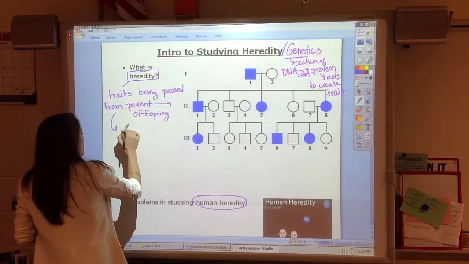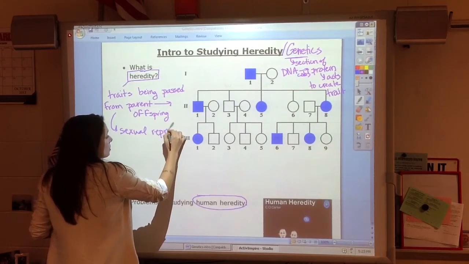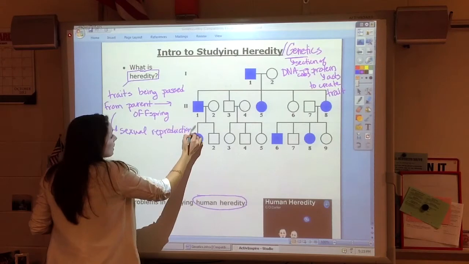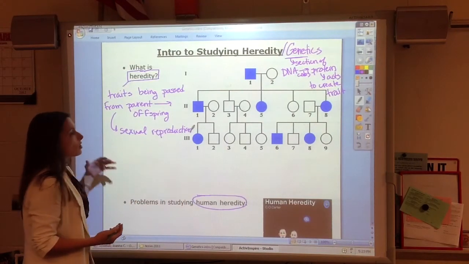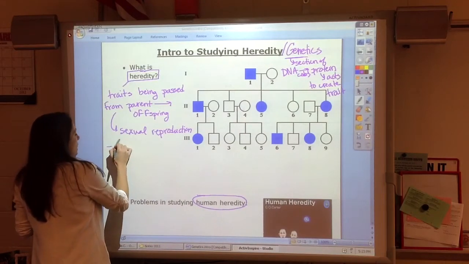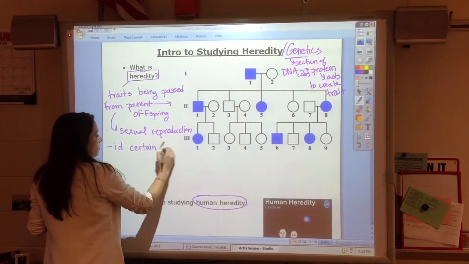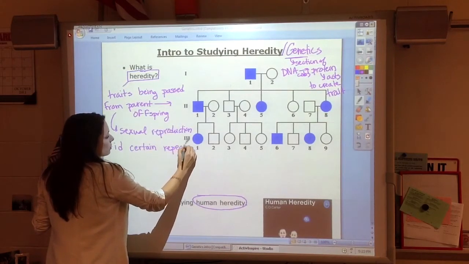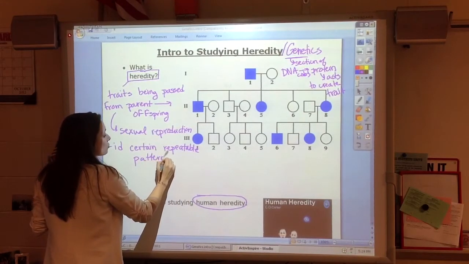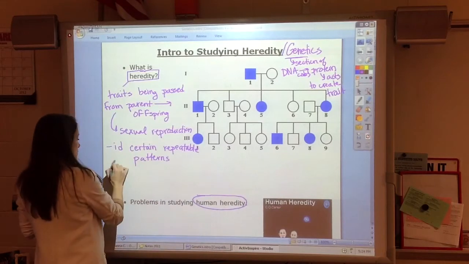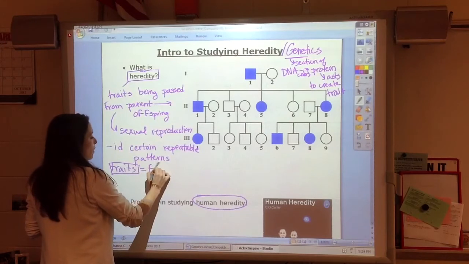Of course, we actually have a fair amount of knowledge about sexual reproduction. So we're already clear that sometimes variation is going to occur. However, we are going to be able to identify certain patterns that are repeatable. So certain repeatable patterns. So certain traits. This is where we really need to know the word trait. Certain traits follow rules.